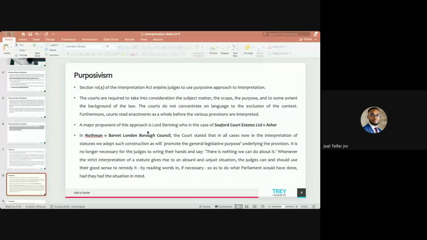And so you may see the case of Seaford Court Estates Limited against Asha, where Lord Denning was famed to have noted that whenever a statute comes up for consideration, it must be noted that it's not within human powers to foresee the manifold set of facts which may arise. And even if it were, it is not possible to provide for them in terms free from all ambiguity. Lord Denning makes the point that the English language is not one that is subject to mathematical precision.